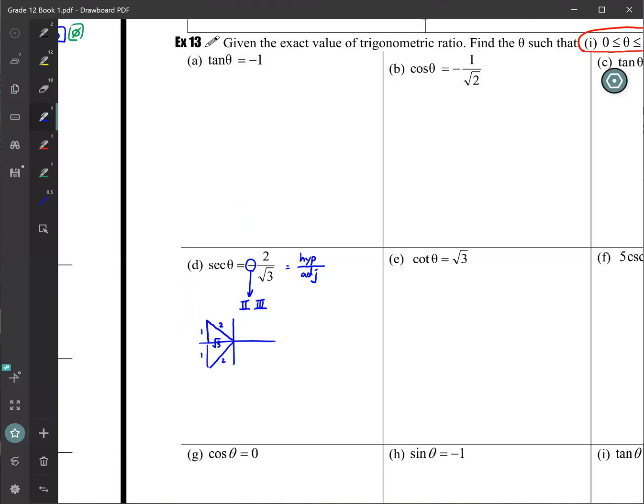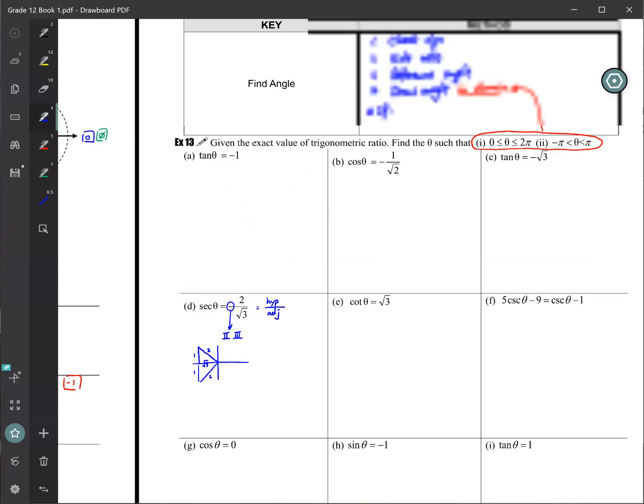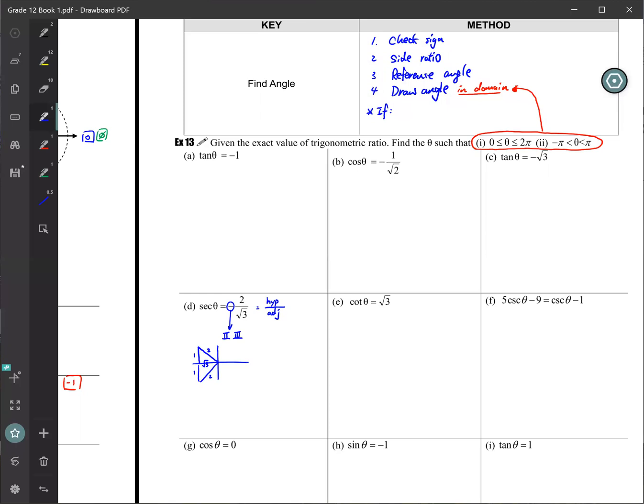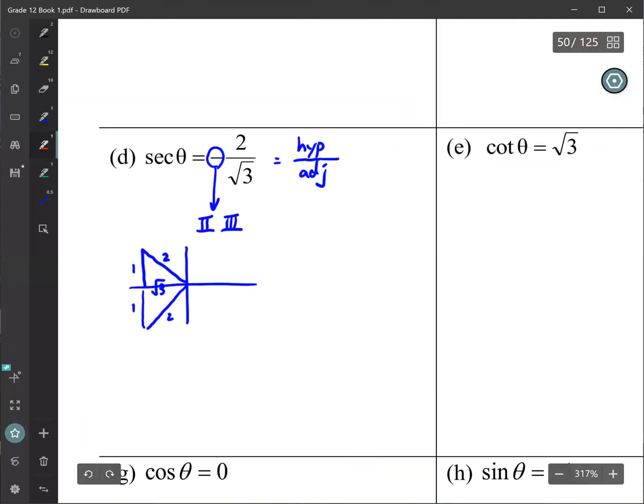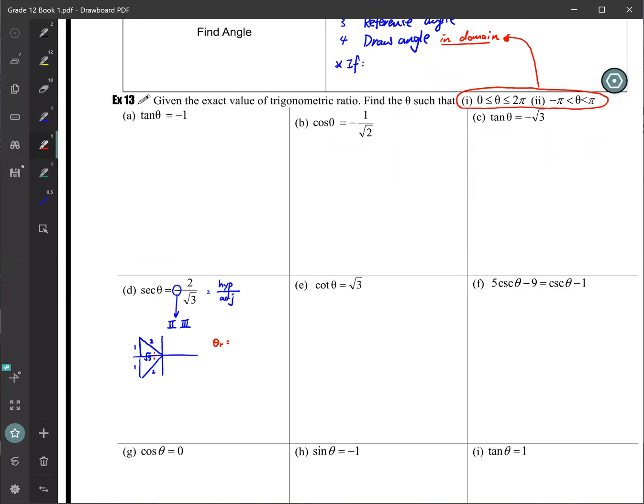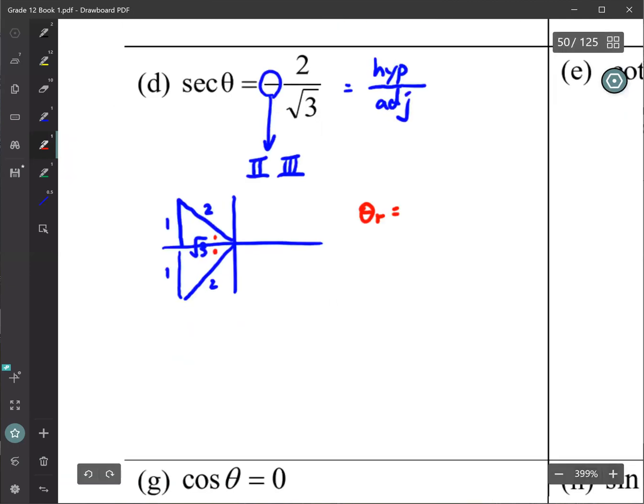So you finish step 1 and 2 now. Check sign, you find a quadrant. Side ratio, you fill in the picture. Now by looking at the picture, you can figure out the reference angle. Reference angle means the little angle inside the triangle, how big that angle is. Let's write that on the side: theta r. We are doing it in radians. How do I know it's radians? You can look at the domain. Domain is not telling you it's degrees, not 0 to 360, so we know we have to answer in radians. Please look at the picture. How big is that radian reference angle?